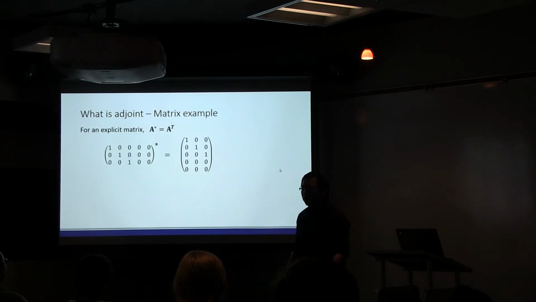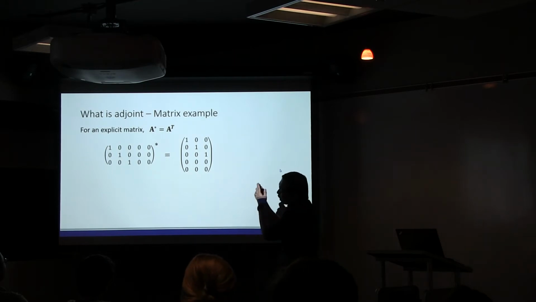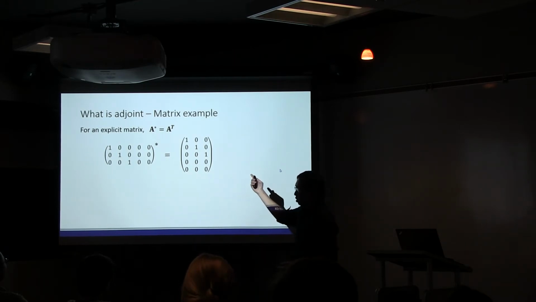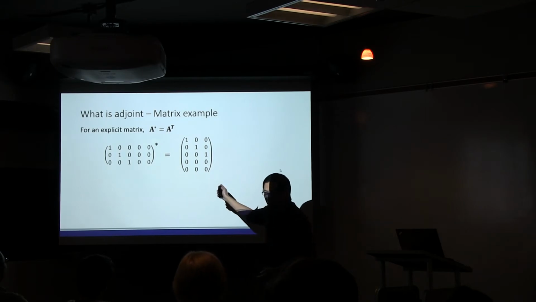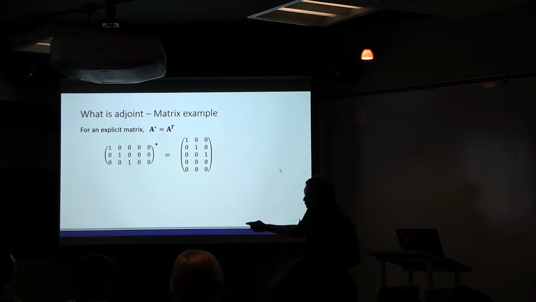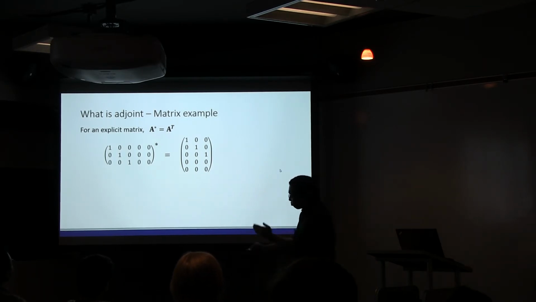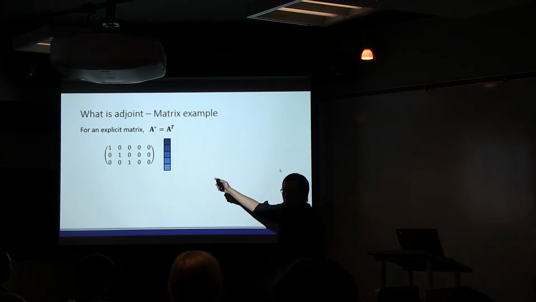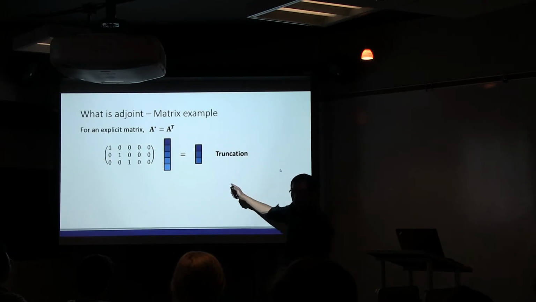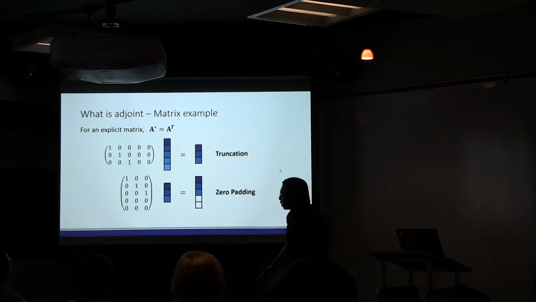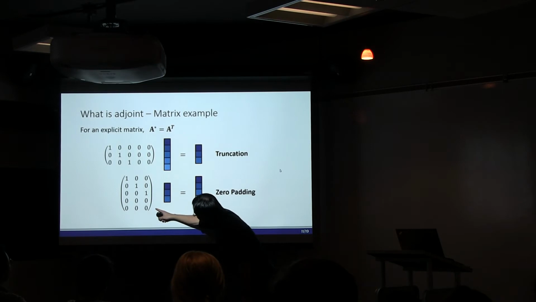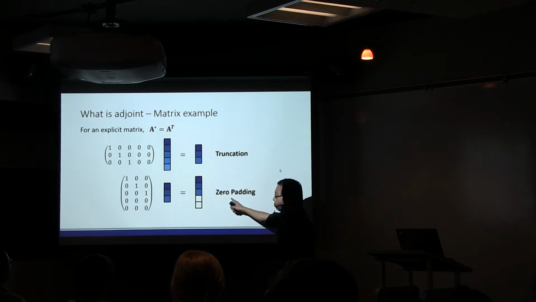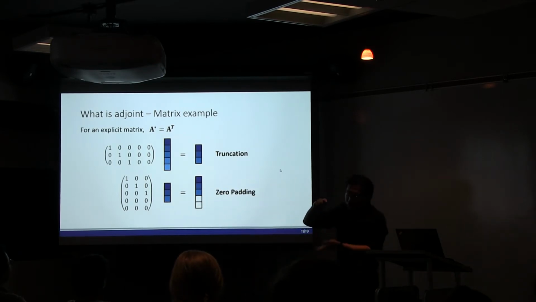Another example, if an operator can be written in the form of a matrix, then its adjunct is just its transpose. For example, these 2 operators or 2 matrices are adjunct to each other. Let's see what exactly these operators do. This one, when it is applied on a 5-element vector, it's actually a process of truncation. And this adjunct on the other way, when it's applied on this one, it's actually padding zeros. So truncation and zero padding are adjunct to each other.